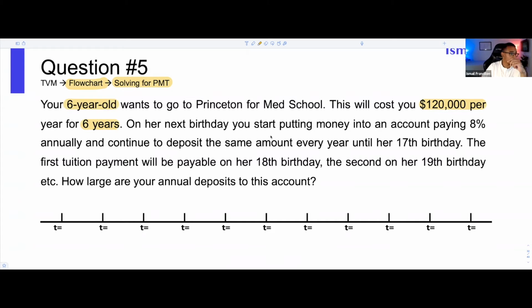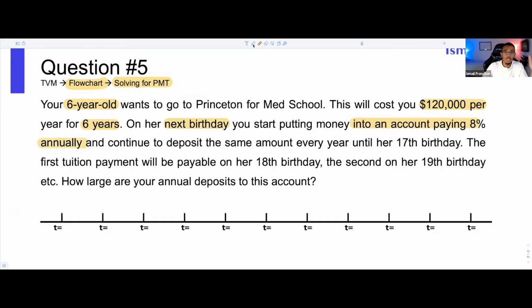So on her next birthday, all right, if we're talking about her next birthday, when are we going to start putting money aside? If on her next birthday we're going to start putting money into an account, you could say T1, but you could also say when she's going to be 7 years old, okay? I'm going to use a different approach, but Shane, what you said is correct. And we're going to put this money into an account that pays 8% annually, all right?